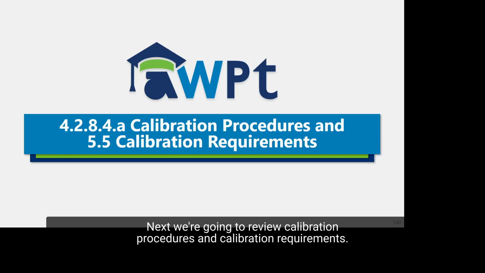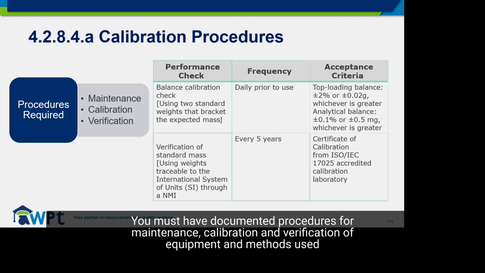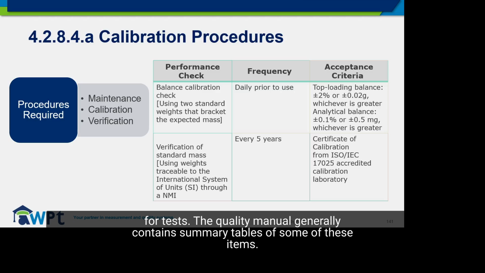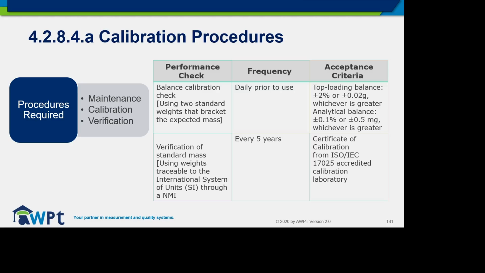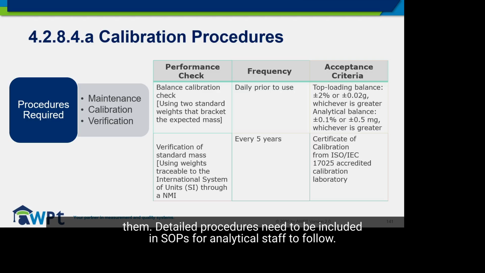Next, we're going to review calibration procedures and calibration requirements. You must have documented procedures for maintenance, calibration, and verification of equipment and methods used for tests. The quality manual generally contains summary tables of some of these items. Shown on the slide are examples of summary tables and what should be included in them. Detailed procedures need to be included in SOPs for analytical staff to follow.